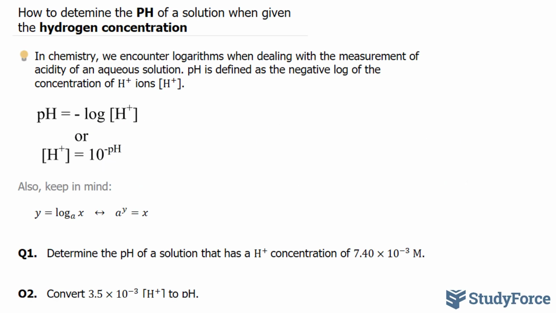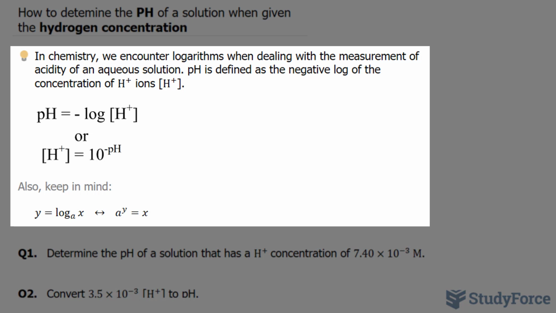In this demonstration, I'll show you how to determine the pH of a solution when given the hydrogen concentration. In chemistry, we encounter logarithms when dealing with the measurement of acidity of an aqueous solution. pH is defined as the negative log of the concentration of hydronium ions, represented as H+.